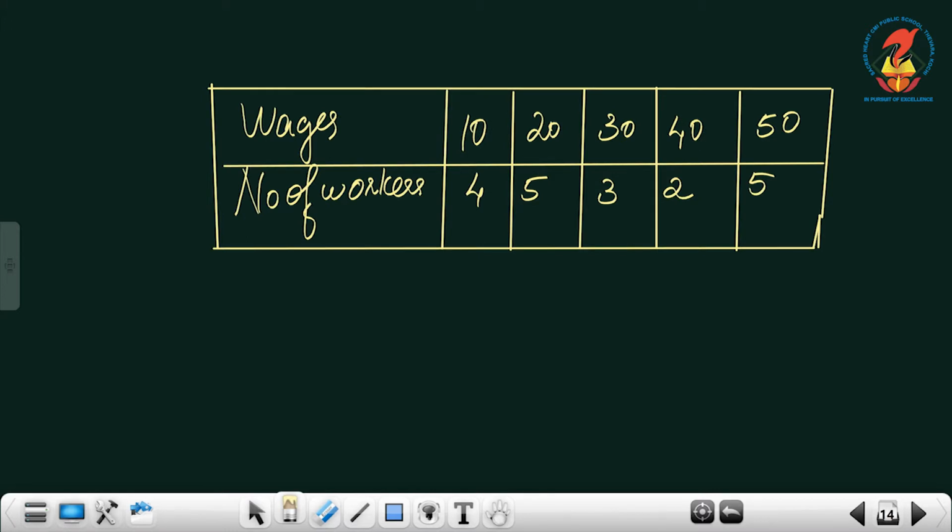Here is an example for you. Wages, that is x value, wages of the workers are given as 10, 20, 30, 40 and 50, and the number of workers who are receiving the wages rupees 10 is 4 workers. Then the total number of workers who are receiving 20 rupees per day is 5. So, frequency is represented here as 4, 5, 3, 2 and 5.